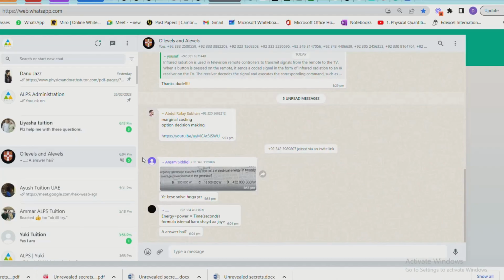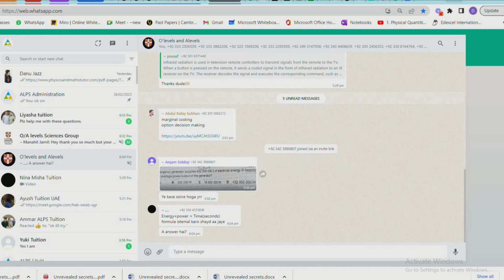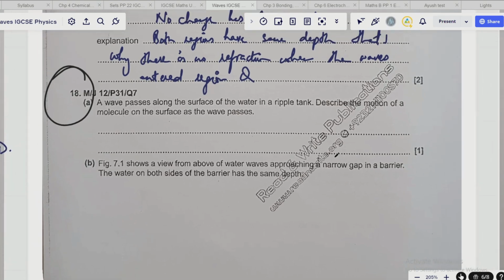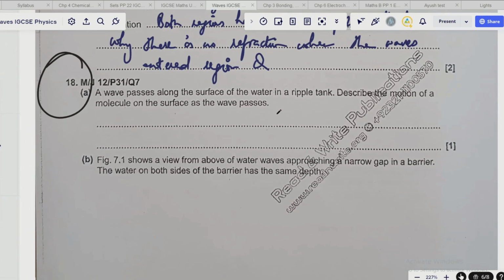All right. Now after this, we have to solve question number 18. A wave passes along the surface of water in a ripple tank. Describe the motion of a molecule on the wave as the wave passes. Do you understand what I'm saying in this question? A wave passes along the surface. Just explain the motion. What type of wave will we see? Will it be a longitudinal wave or will it be a transverse wave?